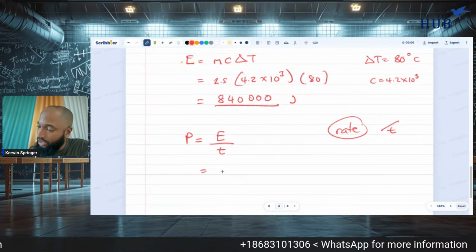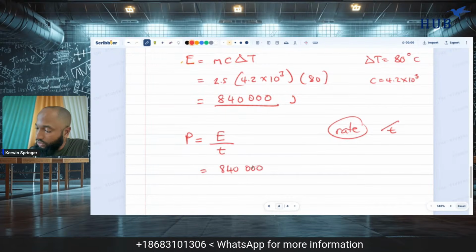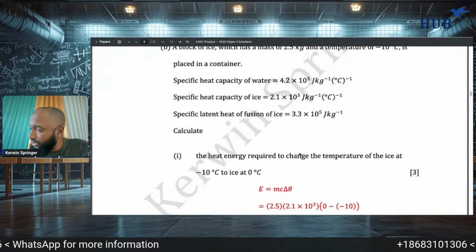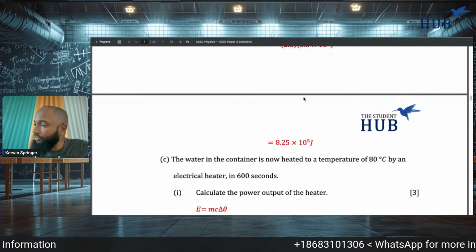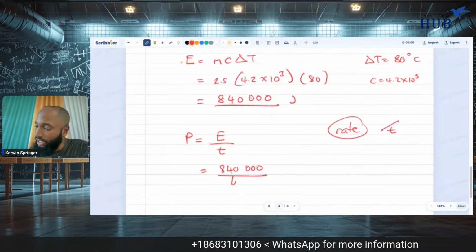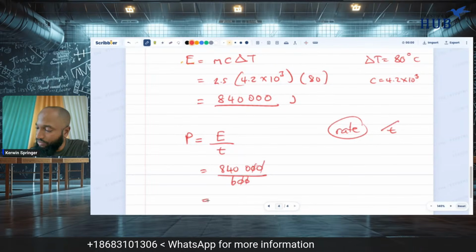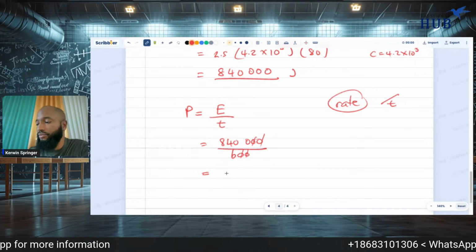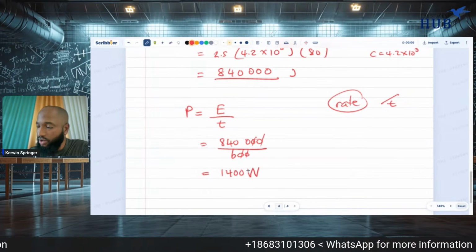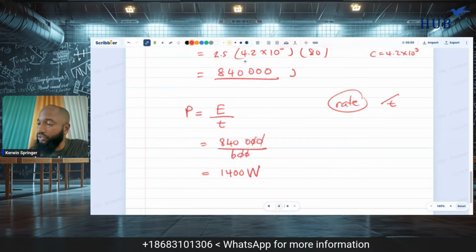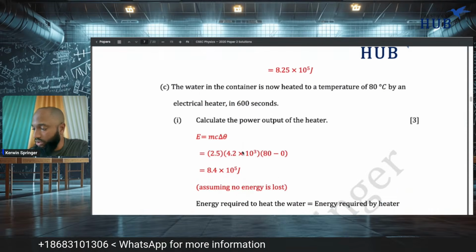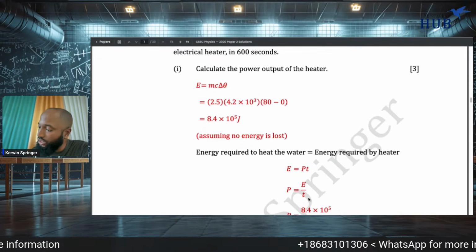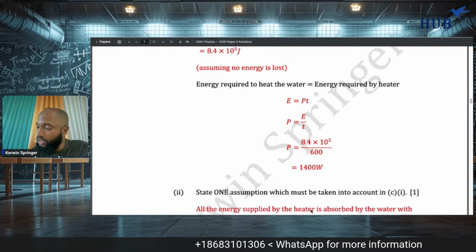So we're going to put 840000 over the time, 600 seconds, right? Divide by 600, cross, cross, cross, cross, and how much do you get? 1,400 watts. The unit of power is watts. So this is assuming no energy loss, and then E equals Pt, or P is equal to E over t. So 1,400 watts. Are we cooking?